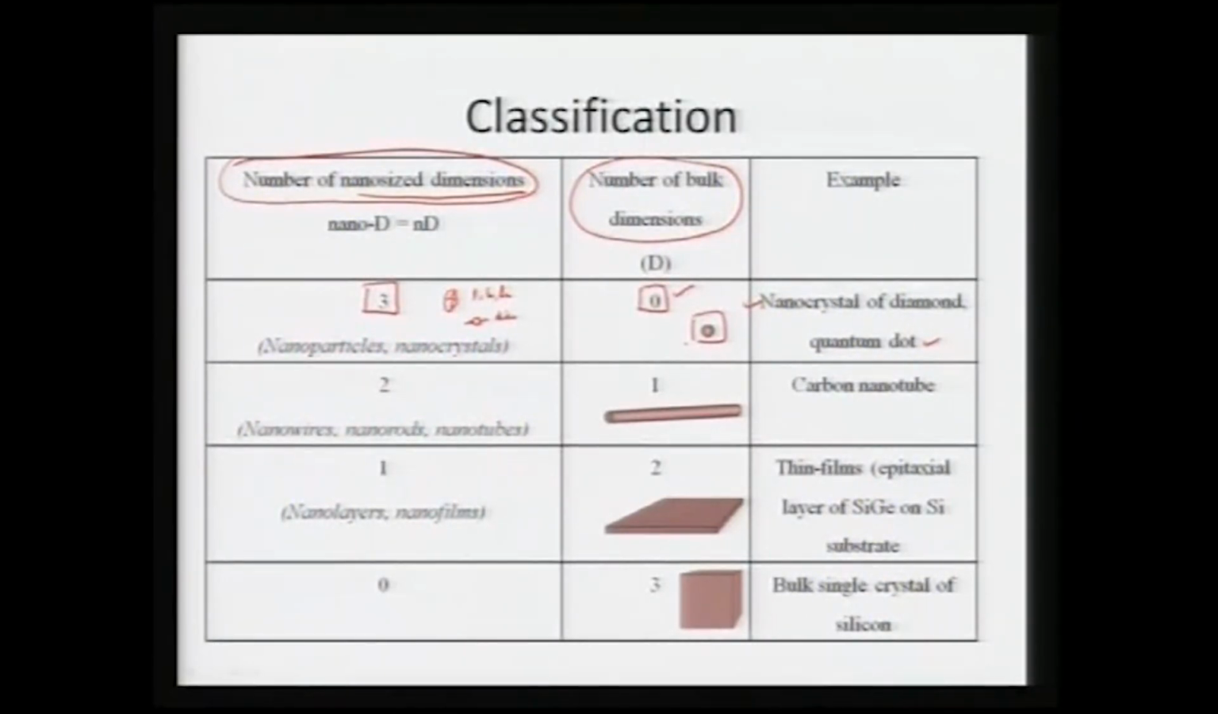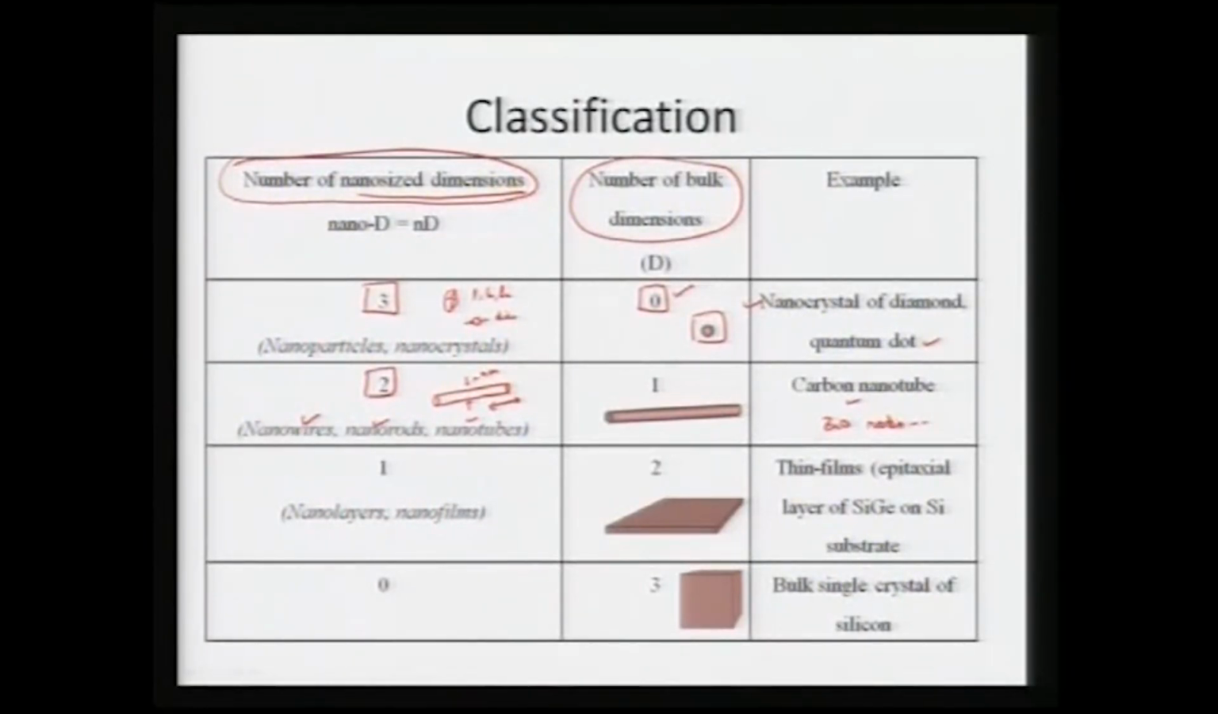If we have nano dimension only in 2 directions, like in case of wires or rods, we have the diameter approximately a couple of nanometers, whereas the length can vary to much more than a couple of nanometers. So, we have examples of nano wires, nano rods, nano tubes. Examples are carbon nanotubes, zinc oxide rods, and so on.